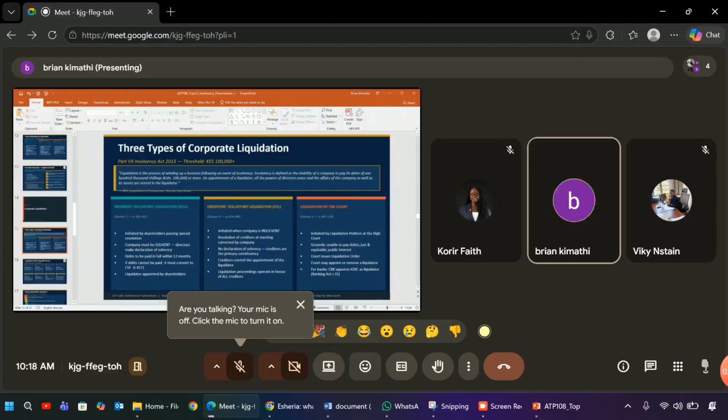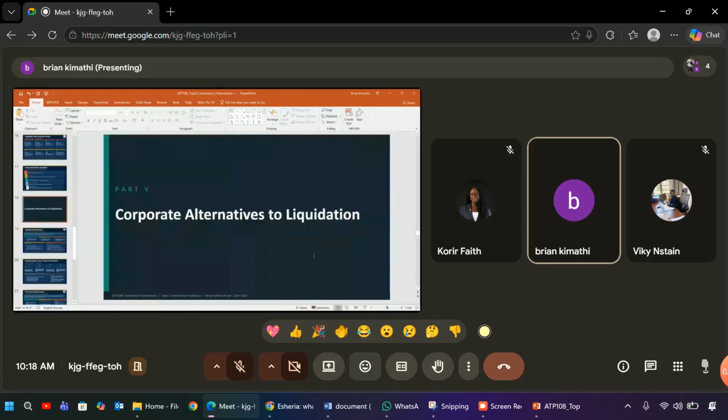Ukirudi kwa act, you cannot relate chenye iko kwa ground, that is now the BRS, Business Registration Service, and the Companies Act, Solvency Act, hivyo. So we were here.